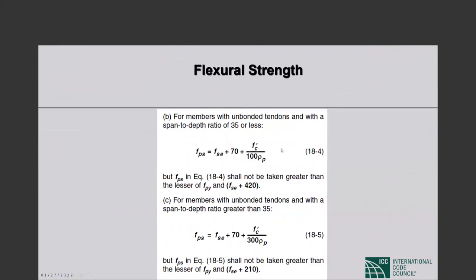How to find those values? These are additional equations. For unbonded tendons, depending on the span to depth ratio, use the 18.4 equation. There's a limit on that. And for more than 35 span to depth ratio, use this equation. So there's a lot to cover in this lecture, so I'm just giving you the overall ACI provisions. And please feel free to use them as you see fit.